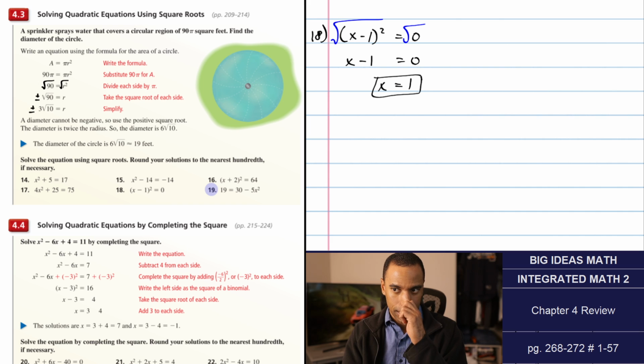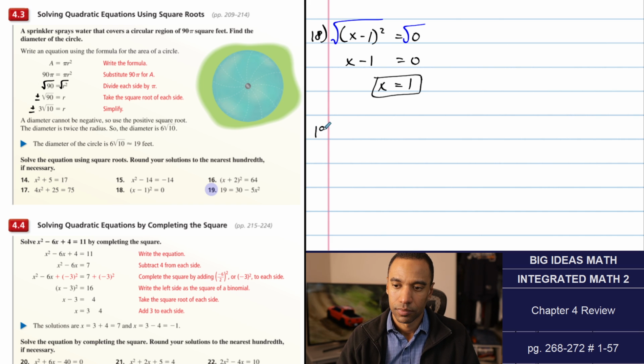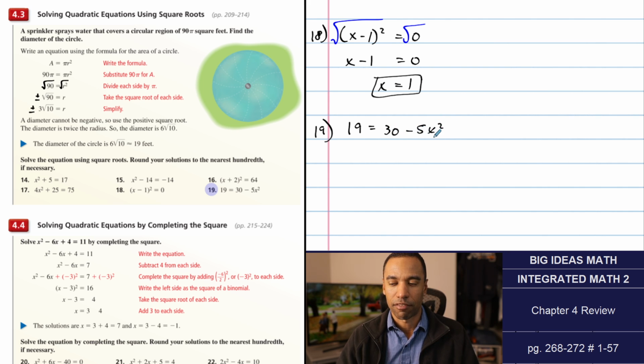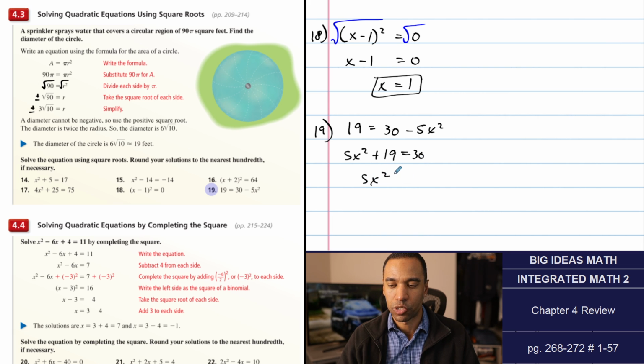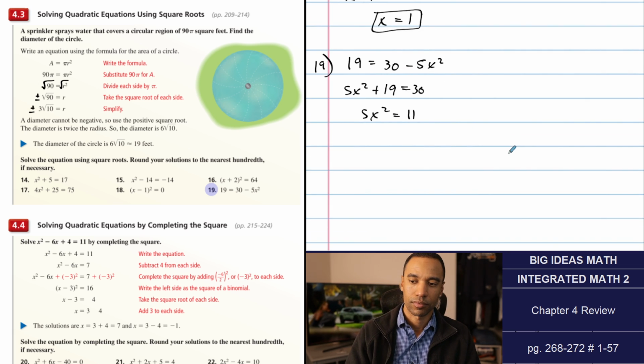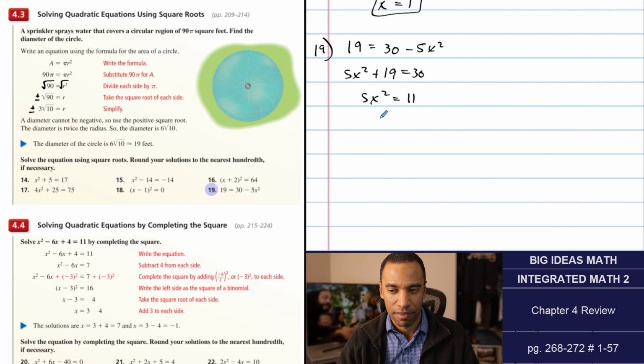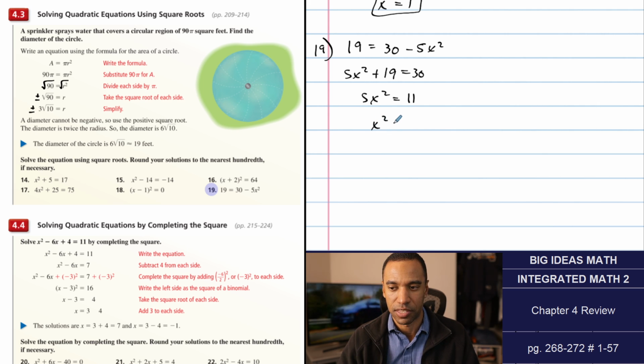And then number 19, I get 19 equals 30 minus 5x squared. I want to get 5x squared by itself, and I want to make it positive, honestly. I'm going to add 5x squared over. And then let's subtract the 19 on the other side to get 5x squared equals 11. Now we're going to divide both sides by 5. Same kind of thing as before. Don't take a square root until you get this thing by itself.